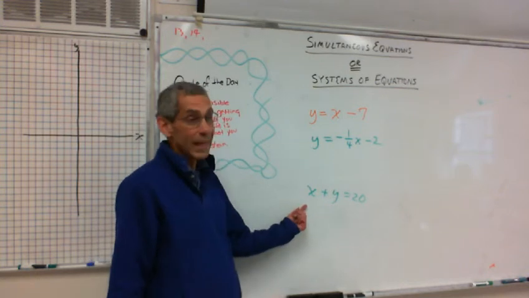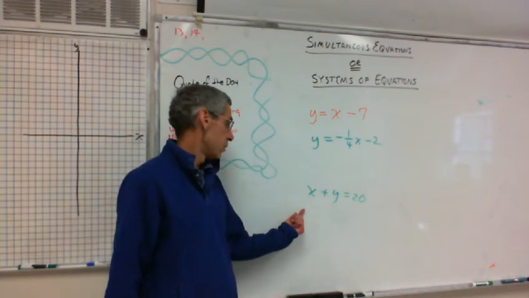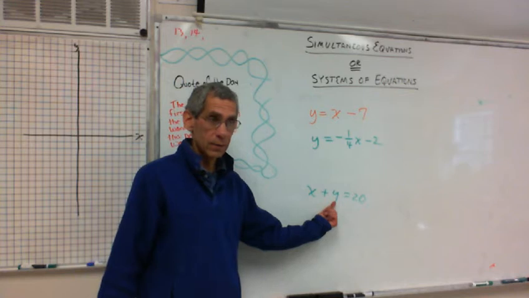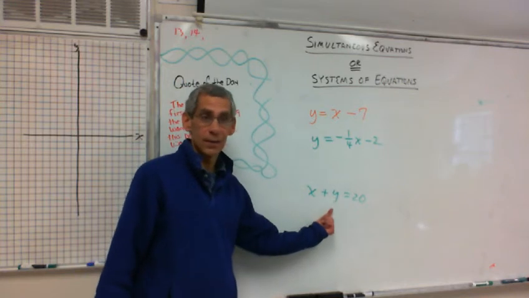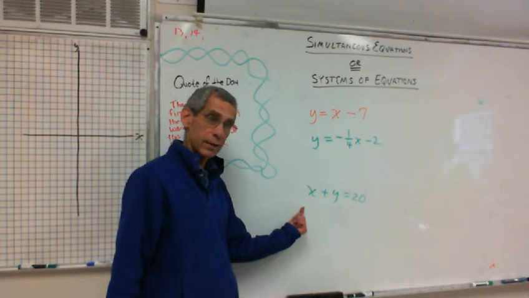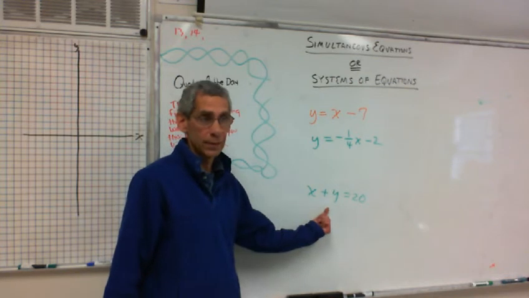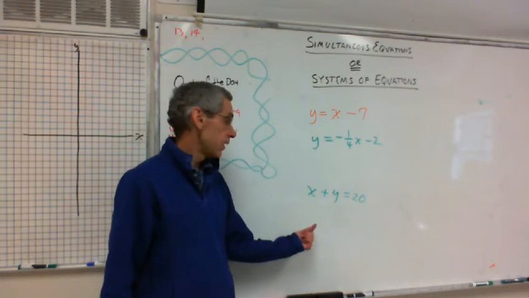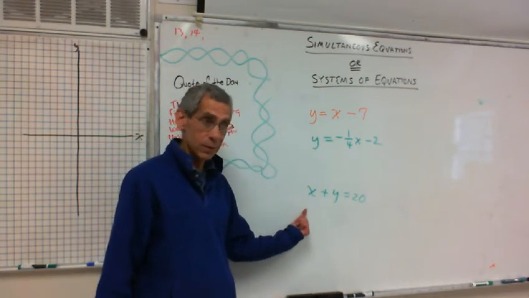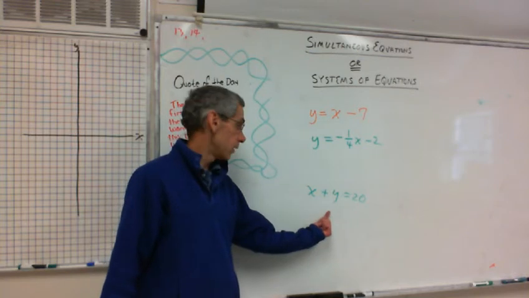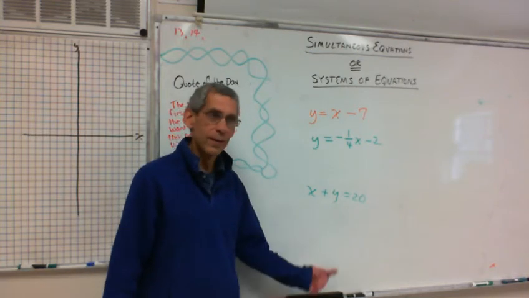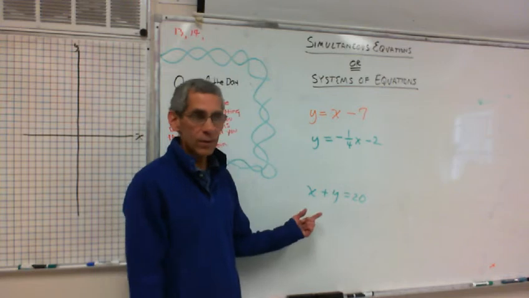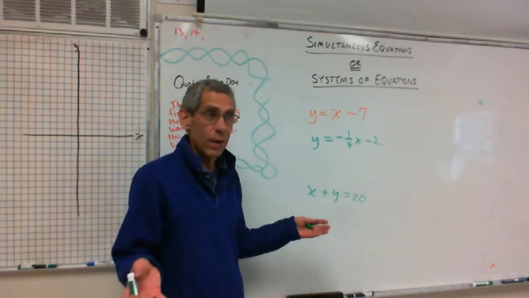I can say, well, if x were 0, y would be 20. Or if x were 1, y would be 19. Or if x were 2, y would be 18. If x were negative a million, y would be 1,020,000. So there's an infinite number of possibilities.